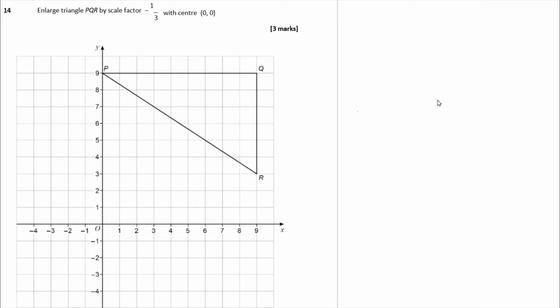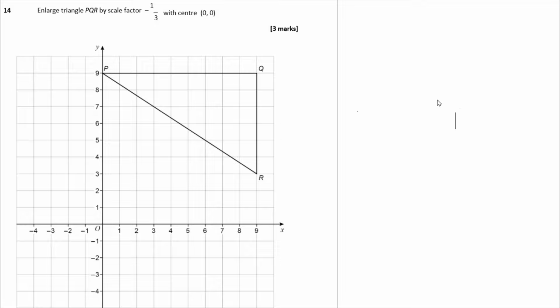Question 14. Enlarge triangle PQR by a scale factor of -1/3, centre 0, 0. Okay. So a scale factor of a fractional thing is going to reduce the size of the shape rather than enlarge it. So we're going to end up with a shape that is smaller than the original one, and it's going to be a third as big along each dimension. The thing about the -1, though, when it's negative, it's going to be on the opposite side of the centre of enlargement than the object. So the image is going to be on one side of the centre of enlargement and the object is going to be on the other.